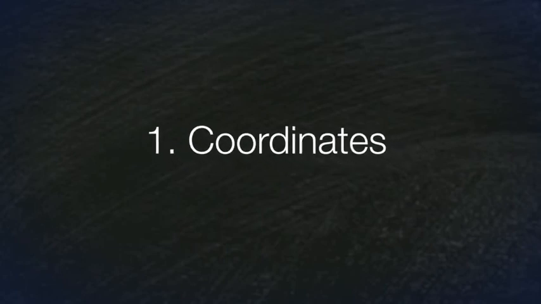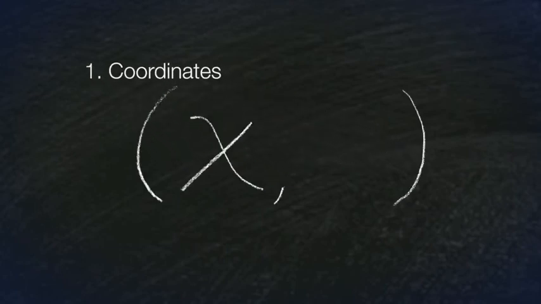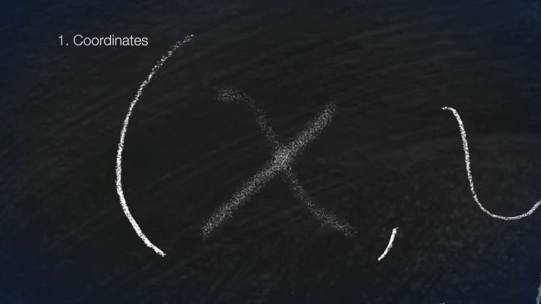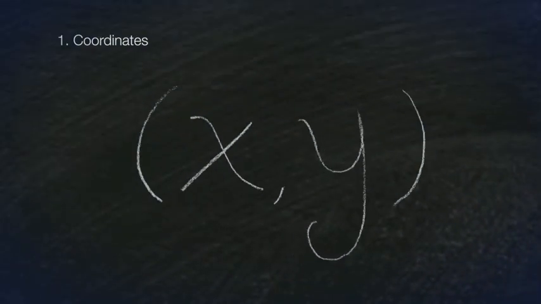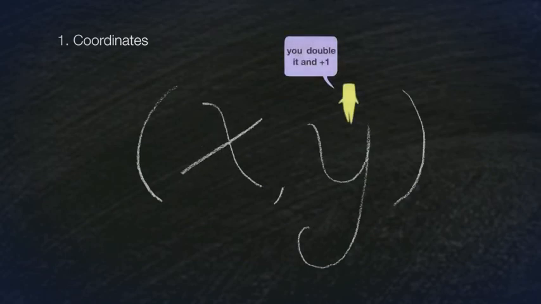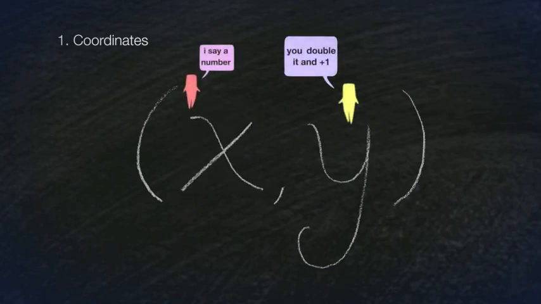Modality 1. Coordinates. Coordinates consist of x and y. What is x? Here we let x stand for what I say, and y stand for what you say. If what you say is double what I say plus 1, we would come up with the following coordinates.